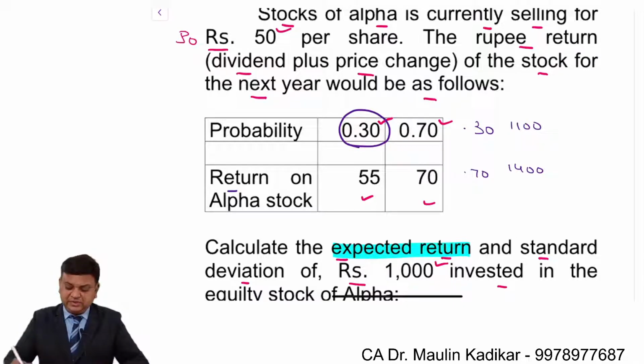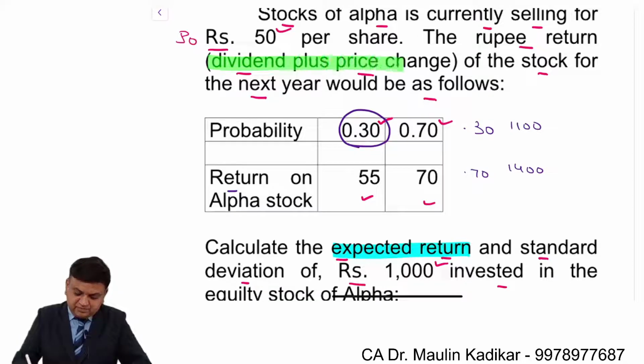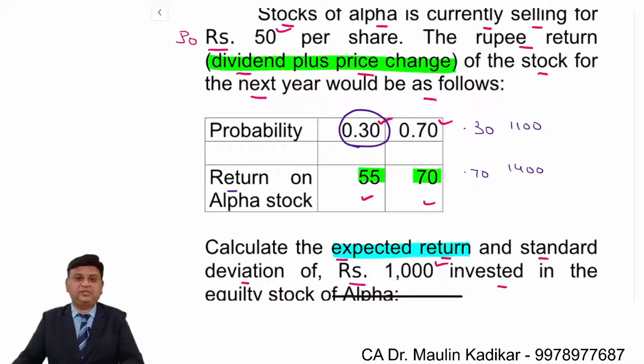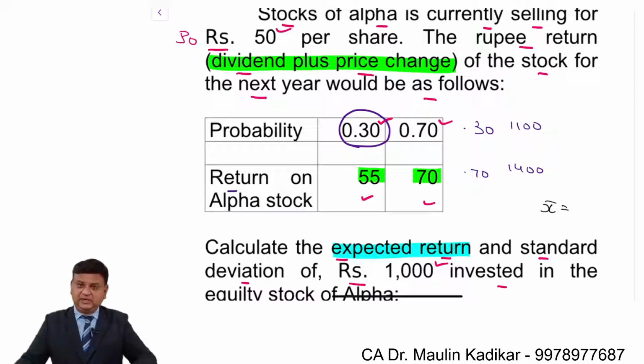The language of the question is extremely clear: dividend plus price change. So D1 plus P1 minus P0 is provided to us as 55, and as 70 rupees. The probability and the return product of both of them gives us the mean return, that is x bar. Then x minus x bar, x minus x bar whole square into probability, summation of that is variance, and under root of the same is standard deviation. This is the way you can compute the return and risk for investment in this security.